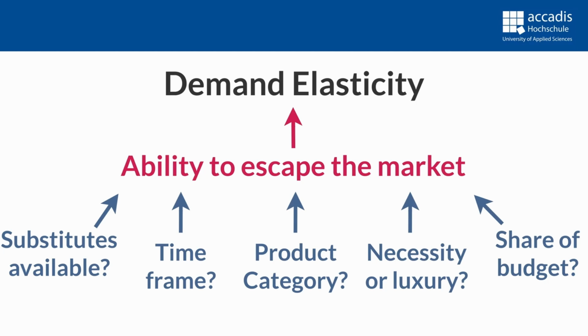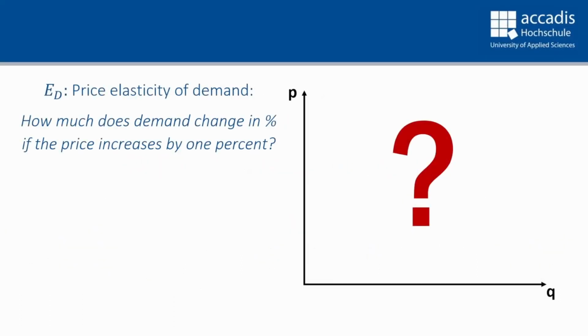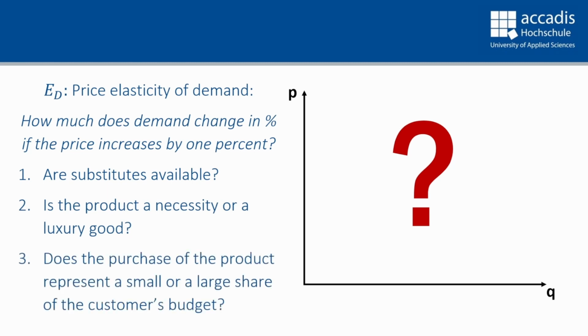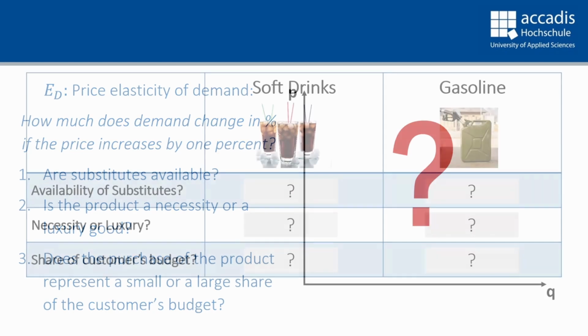The first step here is to think about the determinants of the price elasticity for the specific product. So we want to answer the question whether or not the ability to escape the market is high or low. For a company, it makes sense to focus on three of the determinants that we know. The first one, are substitutes available or not? The second, is the product a necessity or a luxury good? And thirdly, does the purchase of the product represent a small or large share of the typical customer's budget? These factors will broadly determine whether or not you may expect a high or a low elasticity for the product that you're analyzing. Let's practice this with our two examples.